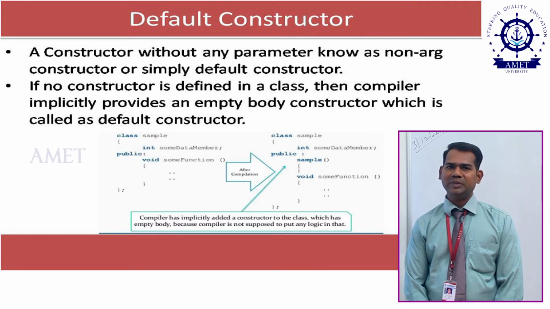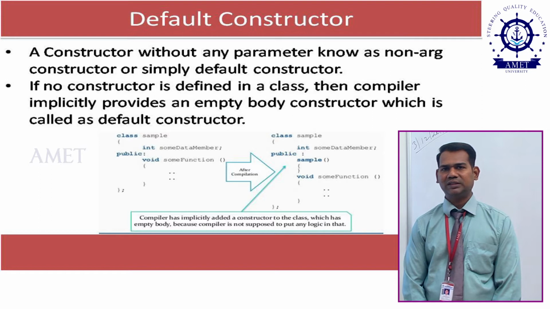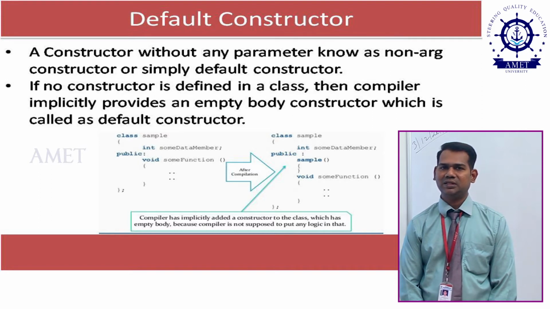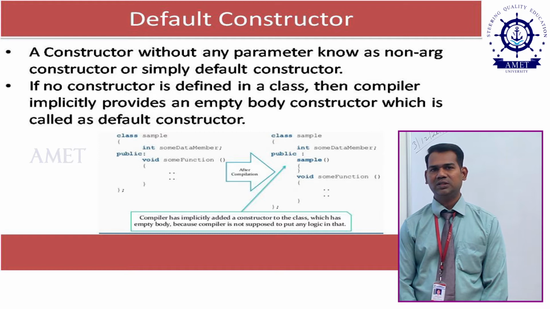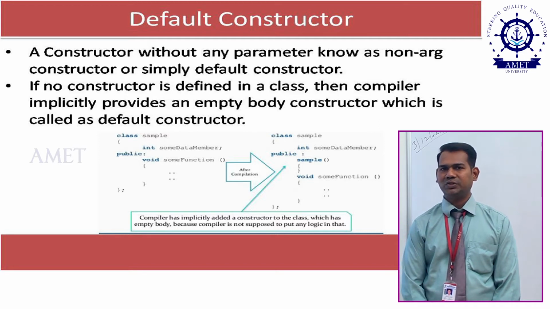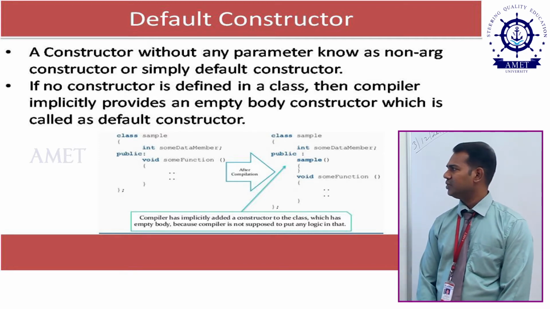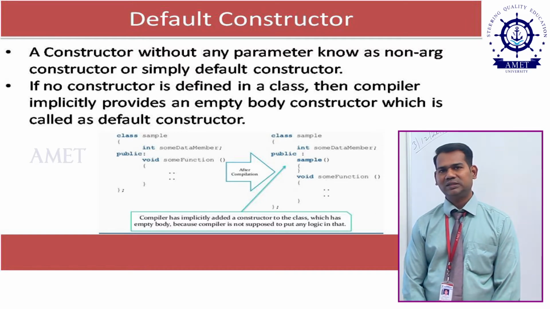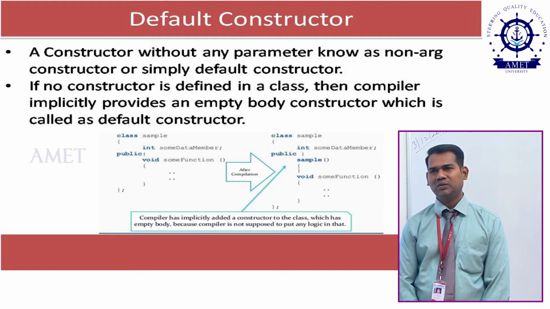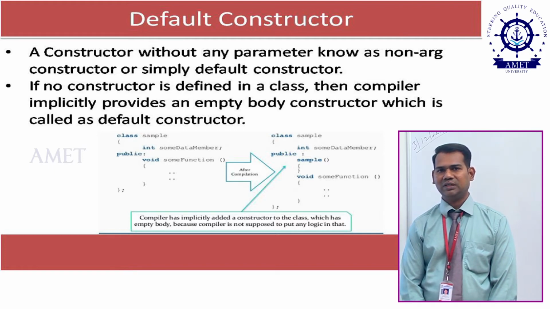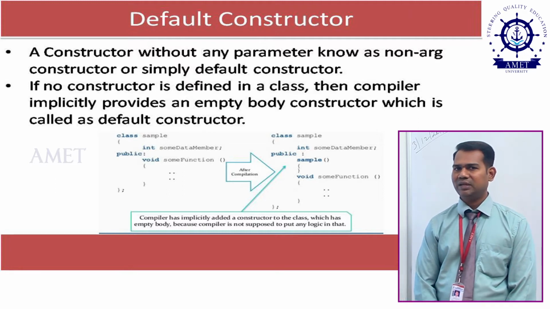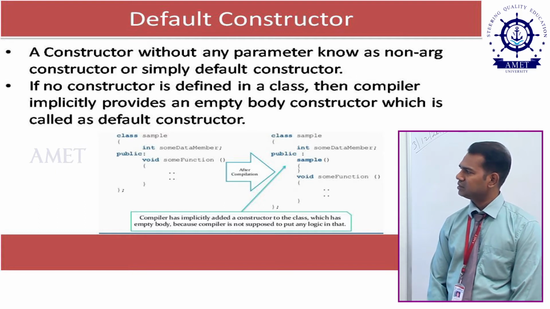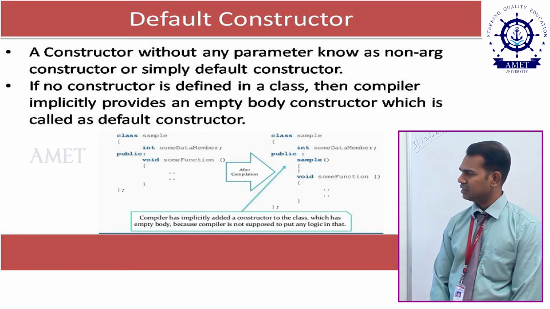As the name implies, a default constructor will not have any parameters and it will not have any arguments, so the argument part should be empty. Here we have an example of a default constructor, and I can say a default constructor is a simple constructor. Why is it simple? If you do not explicitly implement that constructor, the compiler will automatically define it. If no constructor is defined in a class, then the compiler implicitly provides an empty body constructor, which is called the default constructor.